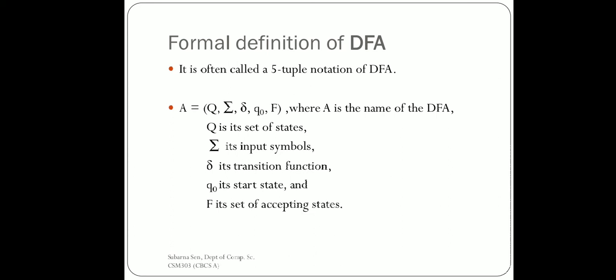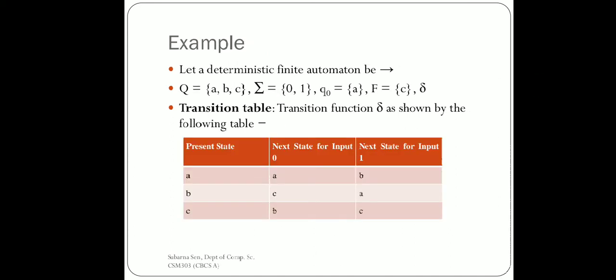The design of the machine can be somewhat like this: if it can reach one particular state, my language is accepted; if it can move to this state, it is accepted, and again another state, it is accepted. So there can be any number of accepting states depending on the design, and they are defined under capital F. So let us see an example.